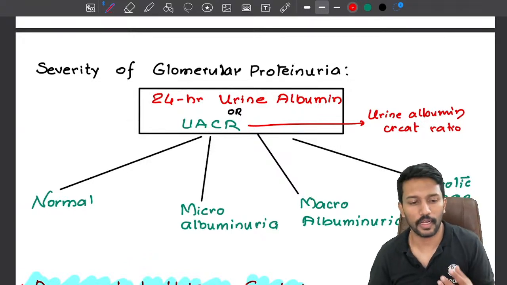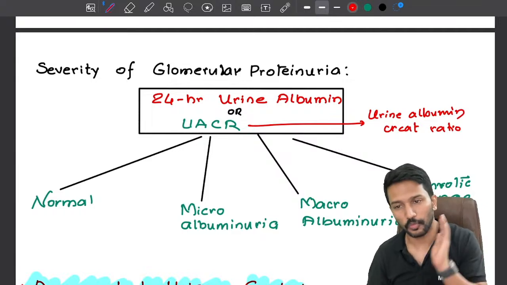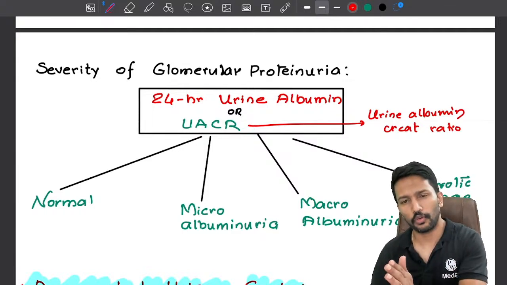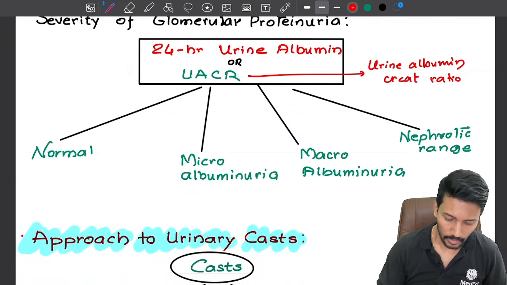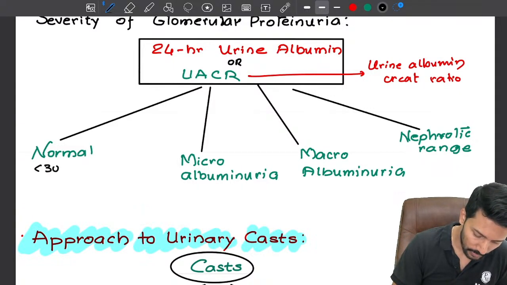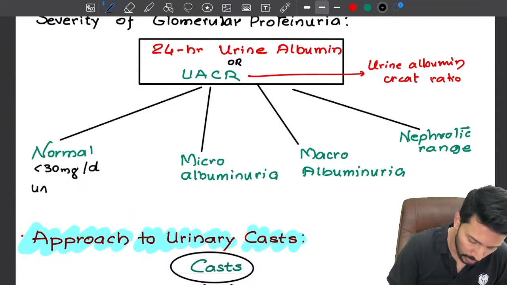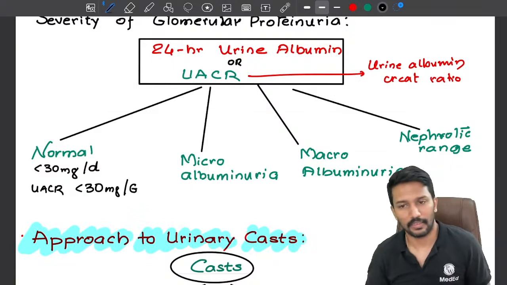Urine albumin creat ratio is calculated by taking a single sample of urine. You will calculate how much albumin is there, how much creatinine is there, and take the ratio of that. Either collect the urine for 24 hours and calculate the albumin there, or take the urine albumin creat ratio from the single sample. Normally, the urine albumin should be less than 30 milligrams per day, and the urine albumin creat ratio should also be less than 30 milligrams of albumin per gram of creatinine.